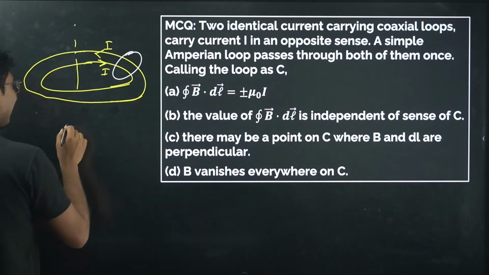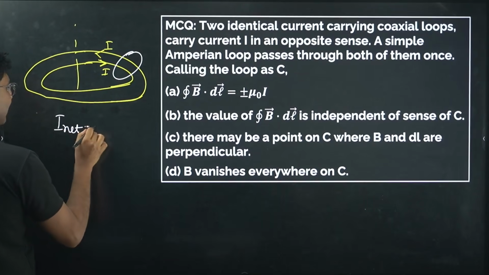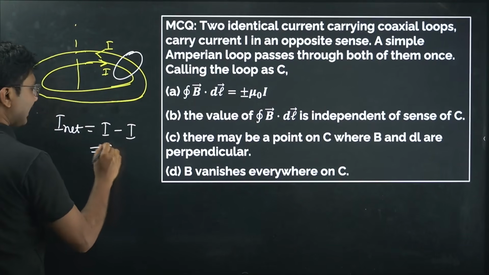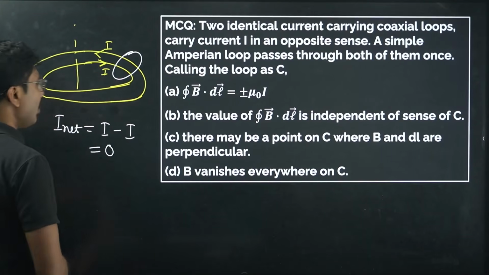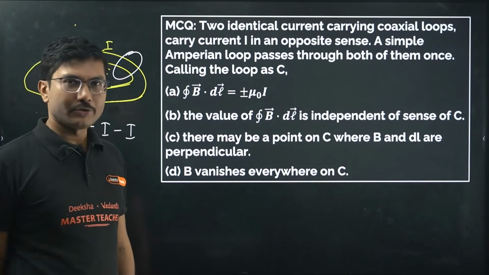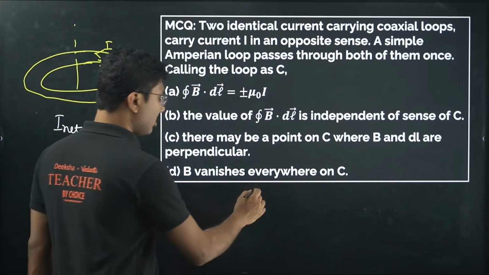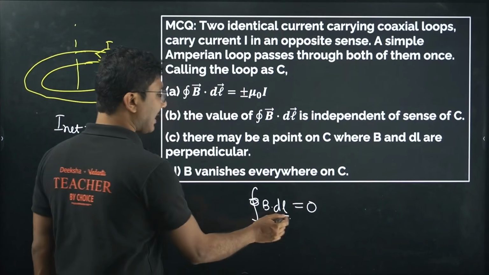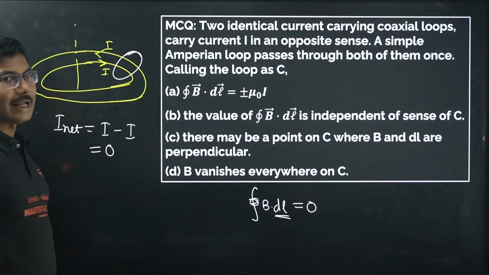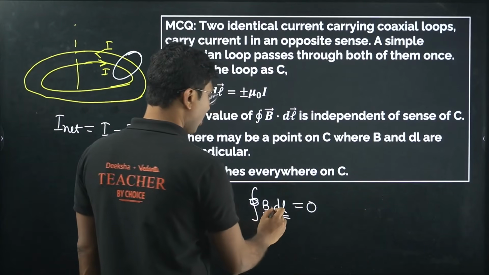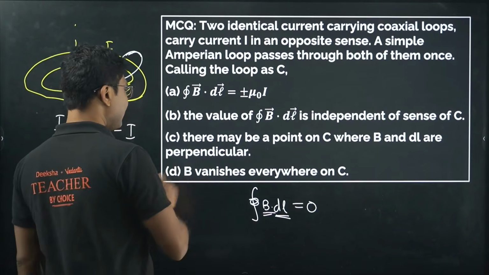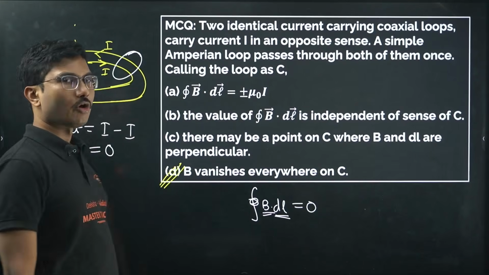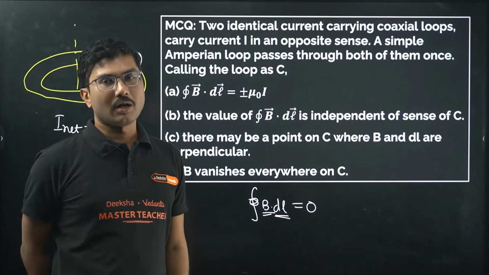So what is the net current? The net current is I minus I. If you take this as positive, the other one will be negative, so the net current will be 0. Once the net current is 0, B dot dl should be mu naught into 0. Dl is a physical length, so dl cannot be 0, so the only way is that B is 0. So B vanishes everywhere on C, which is the correct answer. Don't fall for that. A very easy question, but students still make a lot of mistakes.